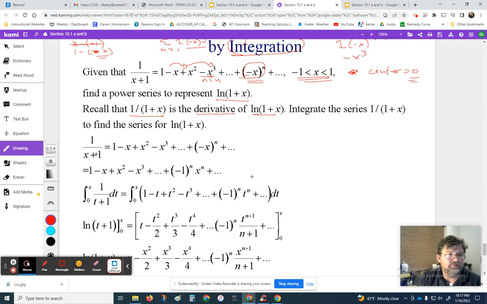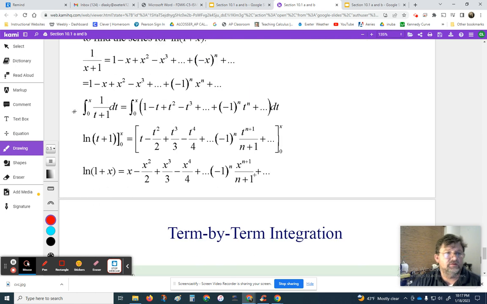So we take this 1 over 1 plus x and then we integrate both sides. All right. So we're going to integrate the left, going from 0 to some value of x. Now we're dealing with the fundamental theorem of calculus, so that's pretty nice. When we integrate 1 over t plus 1, we get natural log of 1 plus t. When we integrate this side, we get t, then t squared over 2, then t cubed over 3, t to the fourth over 4. So we work our way through.